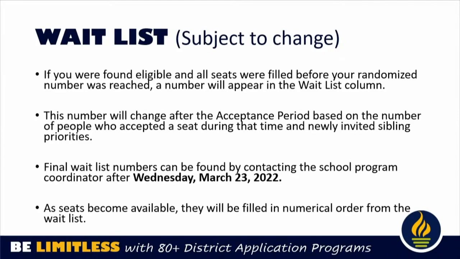Sometimes we have students who do not accept, so at the end of the acceptance period, your number might go up. Sometimes we have siblings who might have gotten an offer and the other one didn't, and there's something called a newly invited sibling priority, which we'll review in a second, which may also impact the number, and your number might go down. So there's a week after for newly invited sibling priorities, as well as the acceptance period or appealing a decision where the numbers may change.